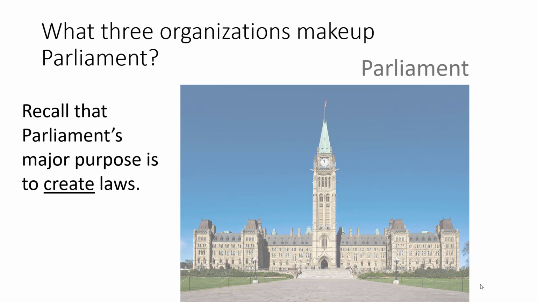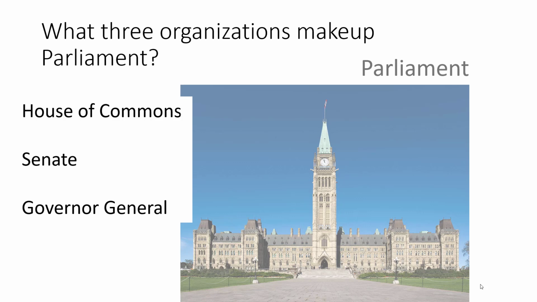Now the question is, what creates Parliament? There are three organizations that work together to create Parliament, and they each have an important part. Do you recall what those organizations are? The hint is that, remember, the main purpose of Parliament is to create laws that affect the entire country. Well, the three organizations that make up Parliament include the House of Commons, the Senate, and the Governor General.